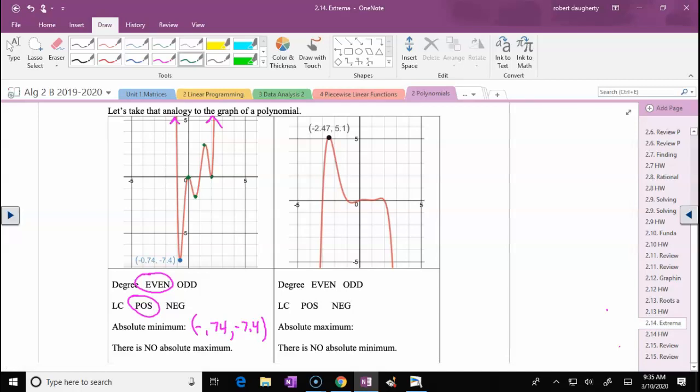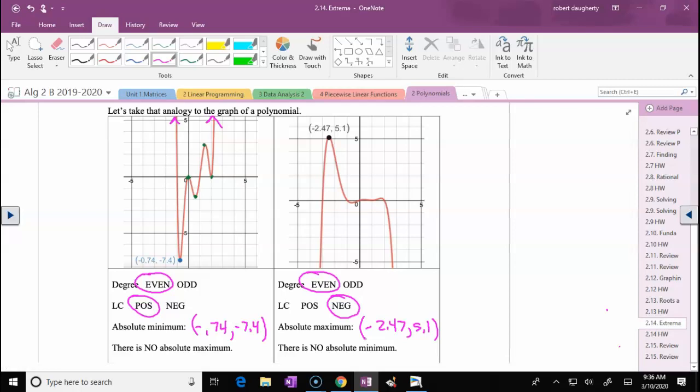Let's look at the next one here. The degree of that guy, is it even or odd? It is even because its endpoints go down on both ends. The leading coefficient is what kind of number? Negative. And this one has an absolute maximum, but it doesn't have what? Doesn't have an absolute minimum. What's the absolute max here? Yeah, negative 2.47 and 5.1. That is the absolute max, but there is no absolute minimum for this graph.